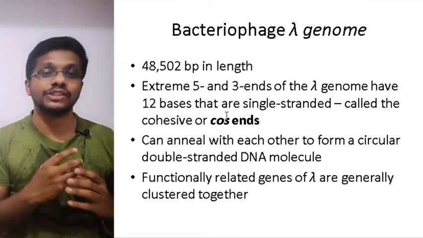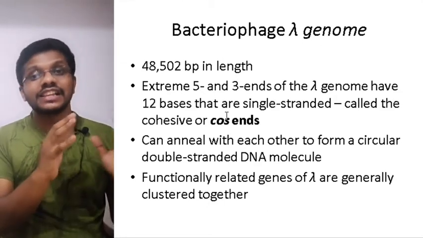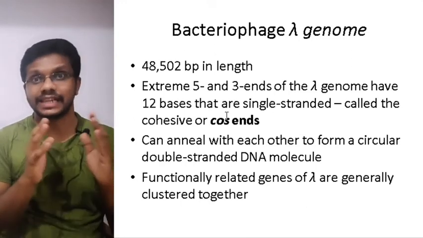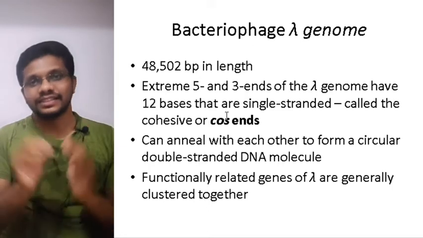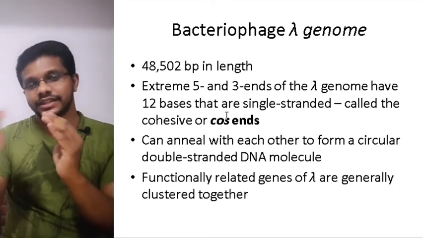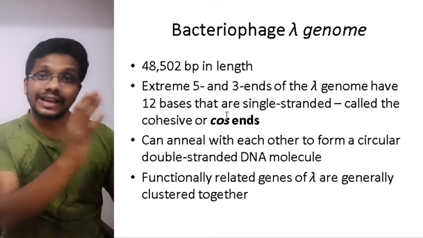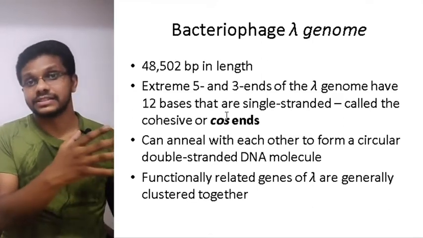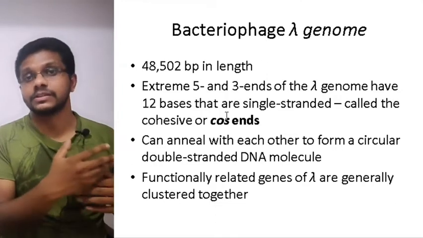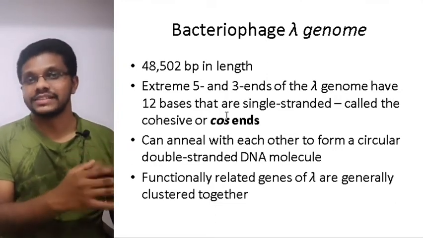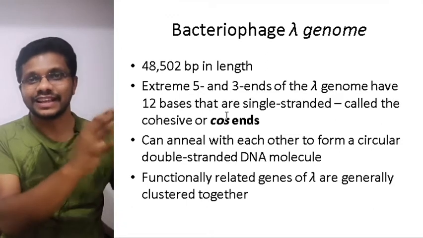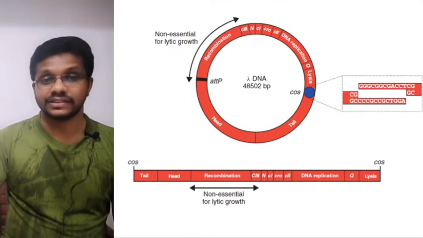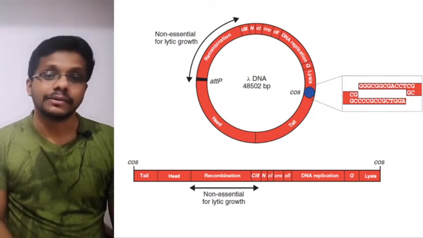One other feature of the lambda genome is that functionally related genes are clustered together. The genes responsible for DNA replication are in one place, situated near each other. The genes for the lysogenic cycle are packed together, and the structural genes required for making new virus particles are also packed together. So it's like different regions for different functions. That's a very good feature when we are trying to make a vector out of it.